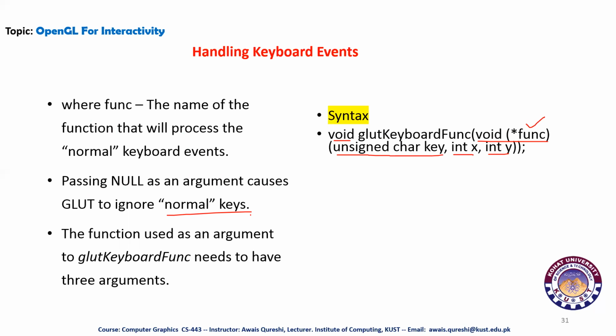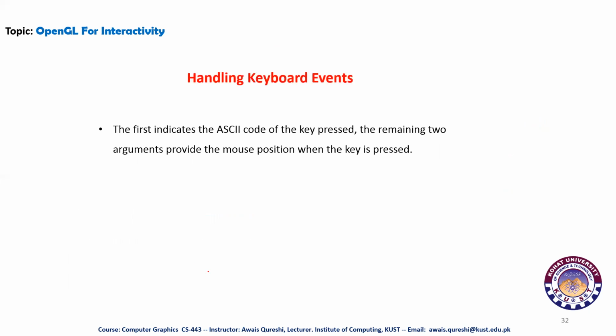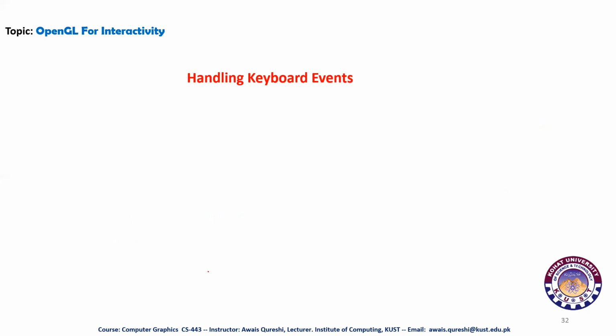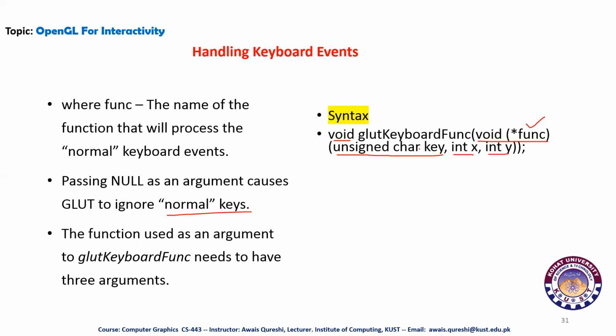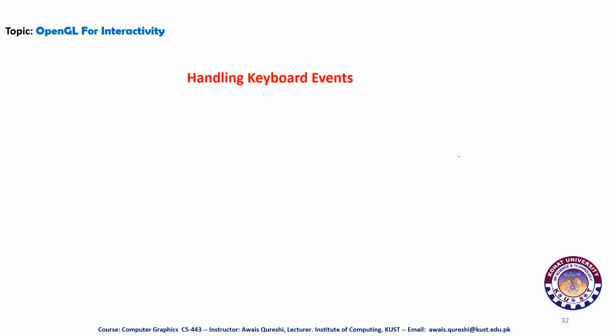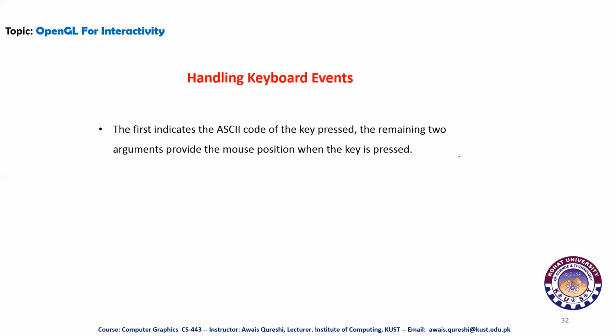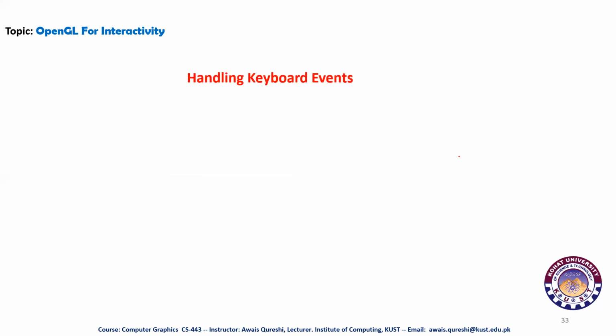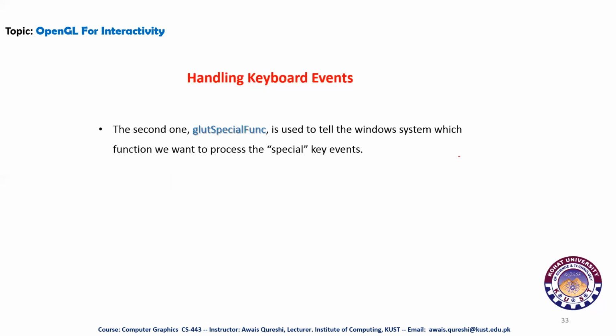If we pass NULL over here, the function you use as an argument to glutKeyboardFunc needs to have three arguments. What are the three arguments? The first indicates the ASCII code of the key pressed, the character key. The remaining two arguments provide the mouse position when the key is pressed. The mouse position is relative to the top left corner of the client area of the window.